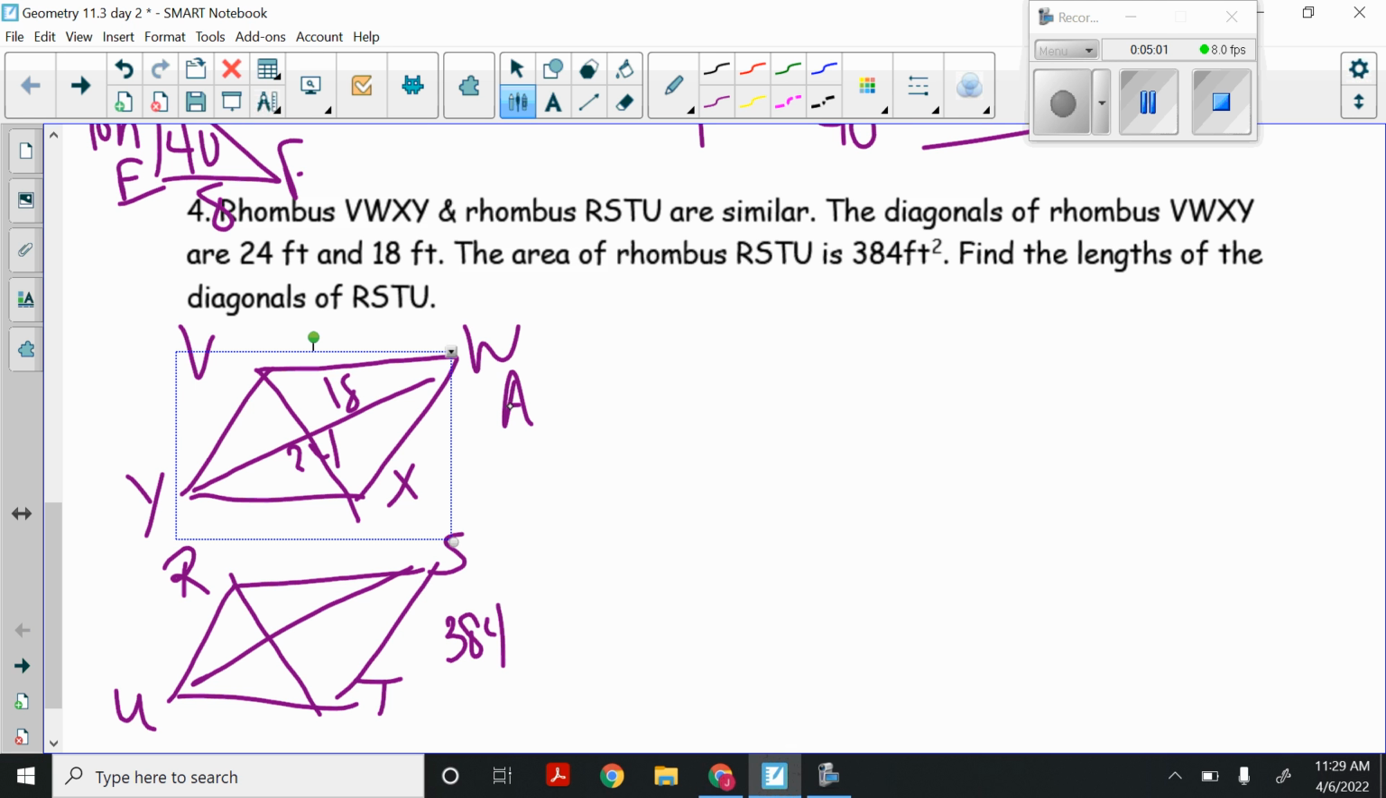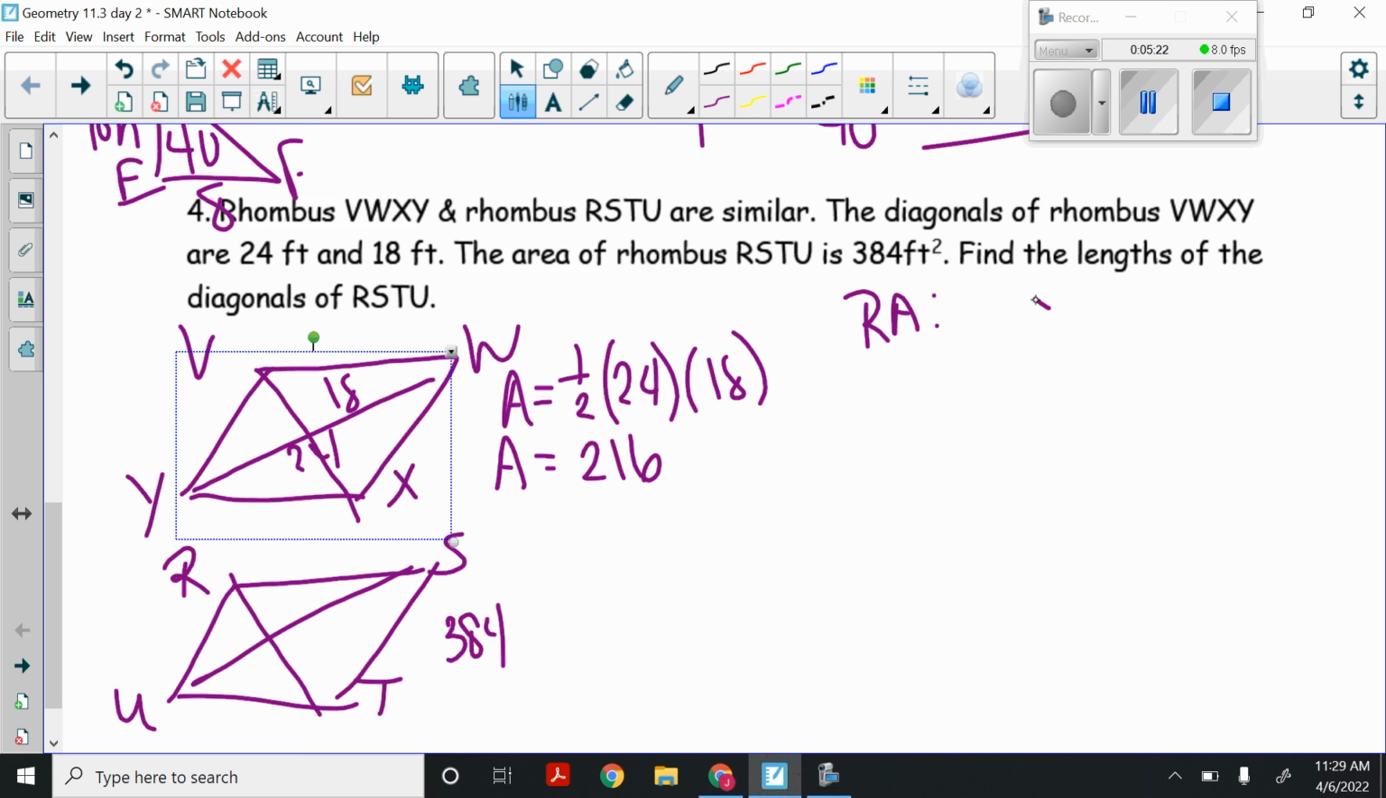I can find the area of this rhombus because I know that my formula for area of a rhombus is 1/2 the two diagonals multiplied together. So 1/2 times 24 times 18. Half of 24 is 12, and 12 times 18 is 216. So now I can find the ratio of my areas is 216 over 384. I can simplify this. They both have a 24 in common, so that's going to reduce down to 9 over 16.